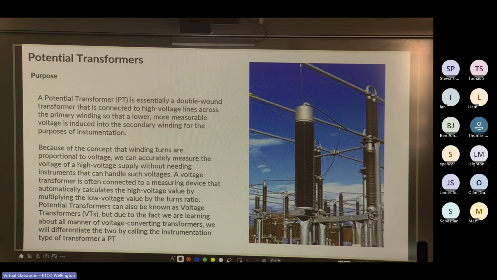We looked at the turns ratio. The number of primary turns over the number of secondary turns is equal to the voltage primary over the voltage secondary. That's why they're also known as voltage transformers or VTs. So you'll hear CTs and PTs thrown around if you're ever talking about measuring high voltage or high current. But due to the fact that we're learning about all manner of voltage converting transformers, we'll differentiate the two by calling the instrumentation type of transformer a PT.